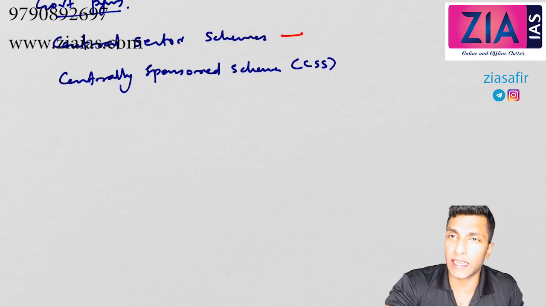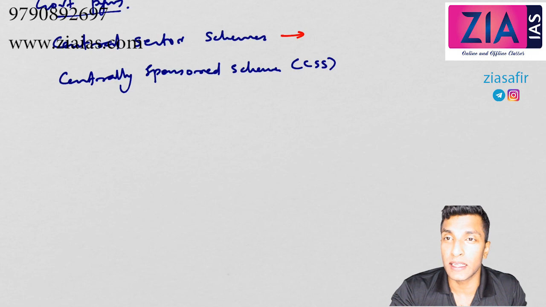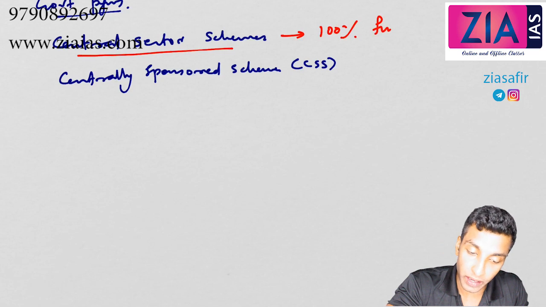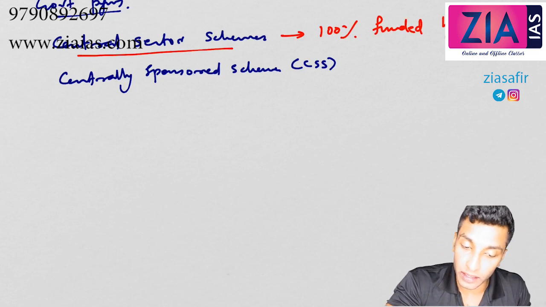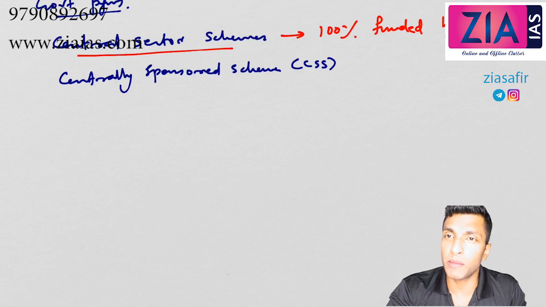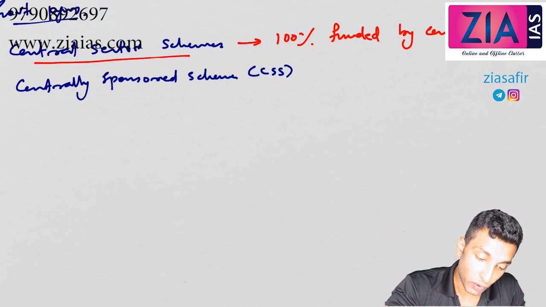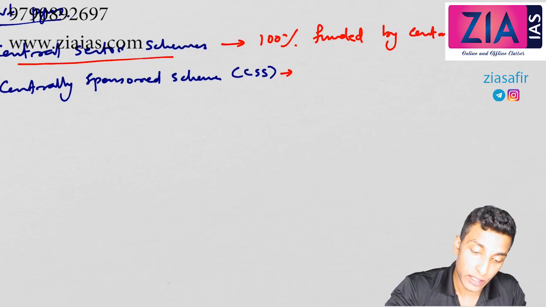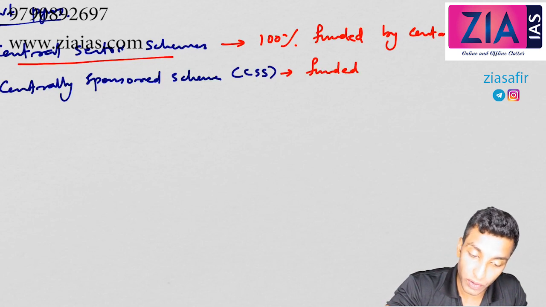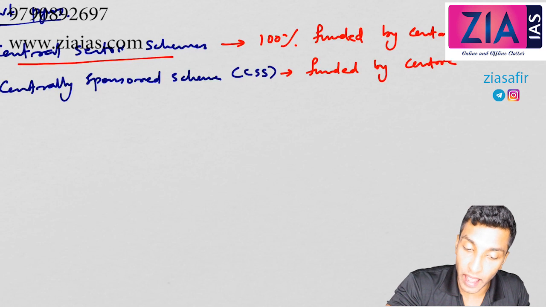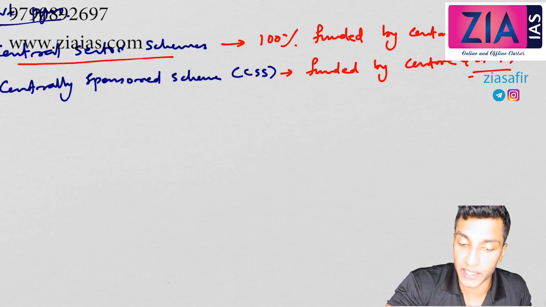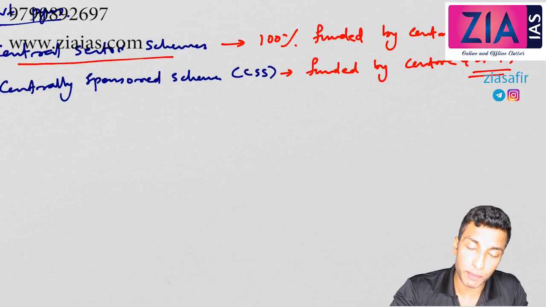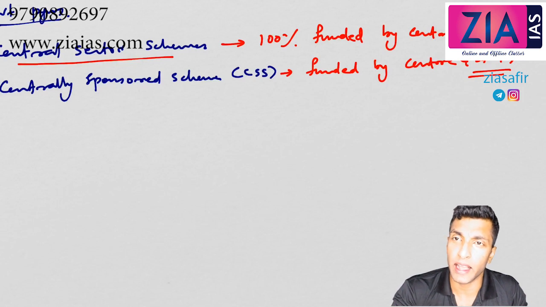What is the difference? Central sector scheme is 100% funded by the central government. So what about centrally sponsored scheme? It is funded by center and states together, so the contribution of states is also there. Central sector scheme is completely by the center, while centrally sponsored scheme is shared between center and the states.